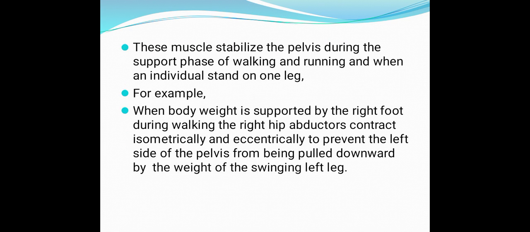These muscles stabilize the pelvis during the stance phase of walking and running, and when an individual stands on one leg. For example, when the body weight is supported by the right foot during walking, the right hip abductors contract isometrically and eccentrically to prevent the left side of the pelvis from being pulled downward by the weight of the swinging left leg.